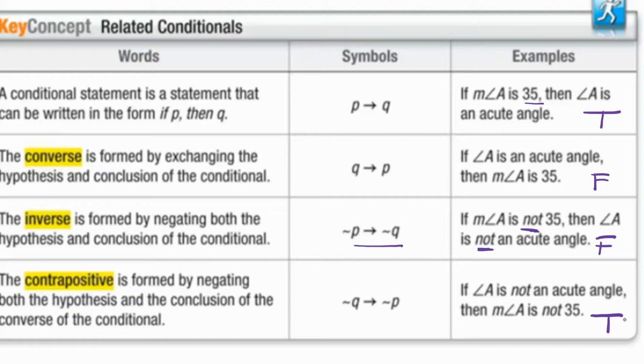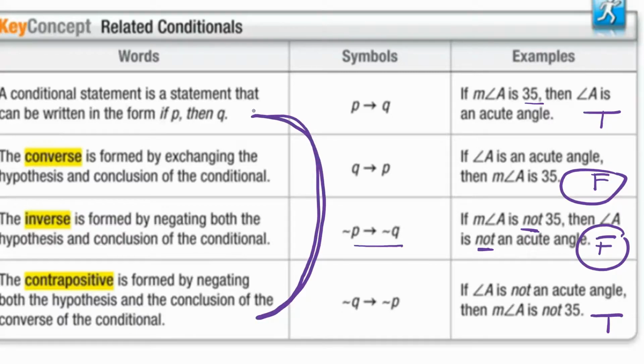One thing I want you to notice is the truth value. The truth value of the converse and the inverse have to be the same. They don't always have to be false, but they do have to be the same. If the converse truth value is true, the inverse has to be true. And the same goes for these two, the conditional and the contrapositive. They have to have the same truth value. Now, all four truth values could be true. All four truth values could be false. It could be false, true, true, false. But these two here have to agree, and these two have to agree.